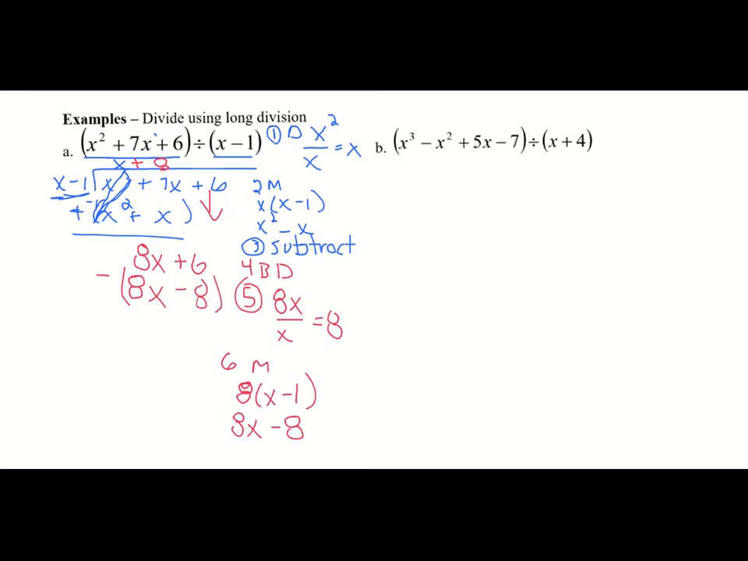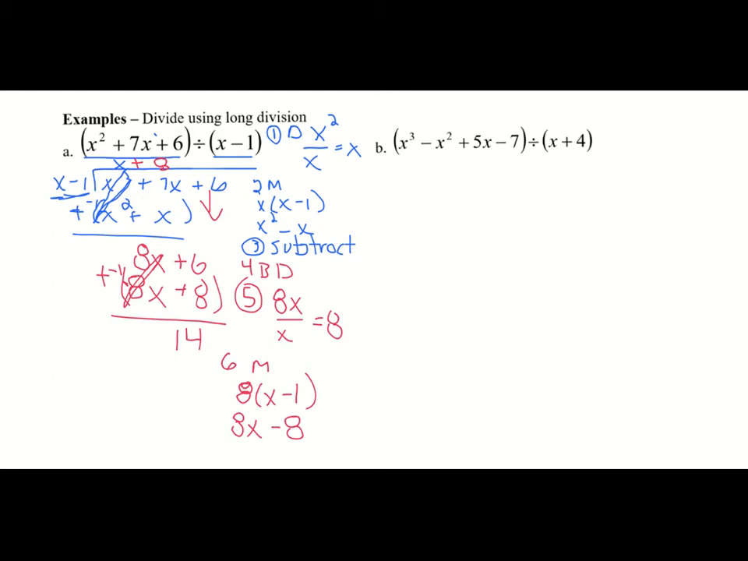But again, the important thing here is, and I always just take the opposite, make them the opposite in there. So negative 8, positive 8. So that negative 8x and the positive 8x cancel out. And then 6 plus 8 is going to give us 14, which again is going to be my remainder.